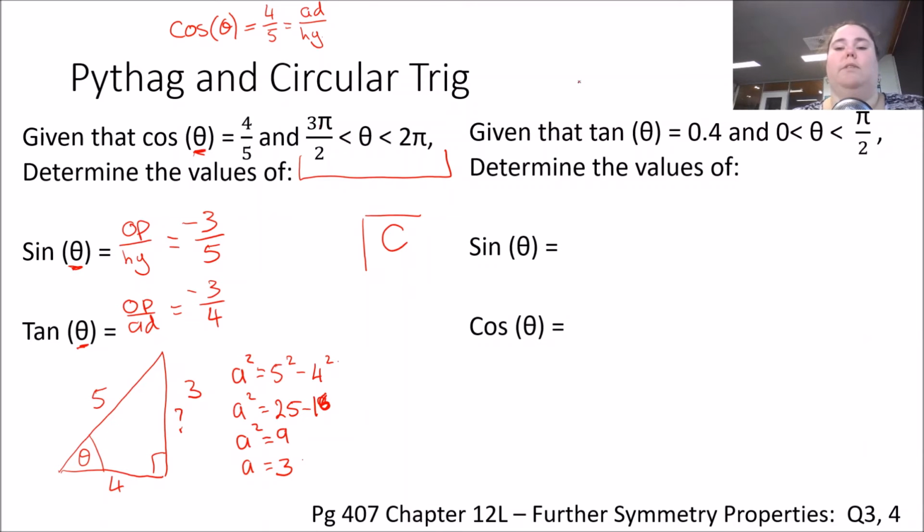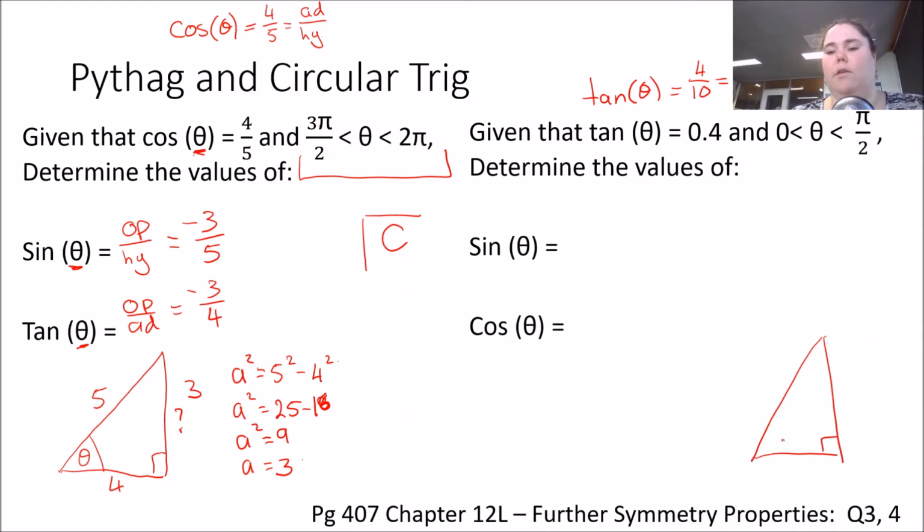Okay, and it works when you're given tan as well. So I know they gave it to us as a fraction, but that's the same as 4 on 10. And tan equals the opposite on adjacent. So if I make myself a little triangle, for this unknown angle, I know my opposite side is 4 and my adjacent is 10. I need to find that long side. So my hypotenuse squared equals short side squared plus short side squared. Hypotenuse squared equals 100 plus 16.